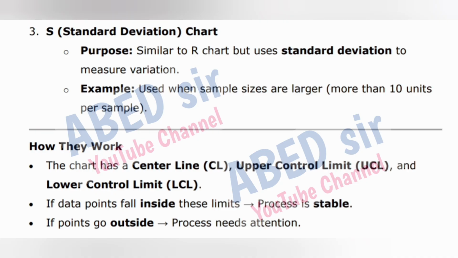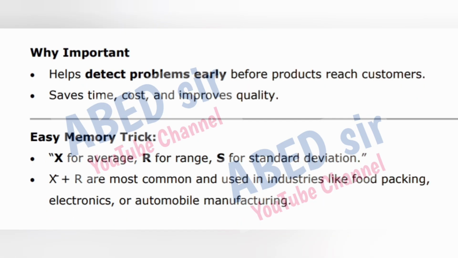How they work. The chart has a center line, CL, upper control limit, UCL, and lower control limit, LCL. If data points fall inside these limits, the process is stable. If points go outside, the process needs attention. Why important? Helps detect problems early before products reach customers. Saves time, cost, and improves quality.